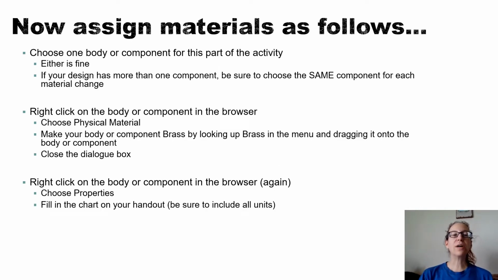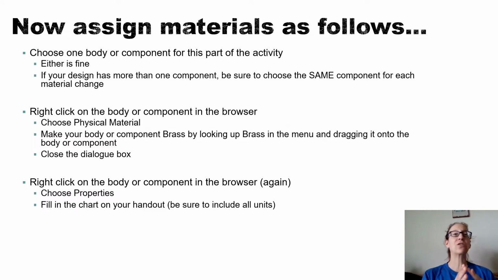Okay, so now we're going to assign materials as follows. Depending on your design, you can choose one body or component for this part of the activity. Either is fine. So if you did your table as one body, so it's like one solid piece, which a dollhouse table probably would be, like when you consider a dollhouse table.